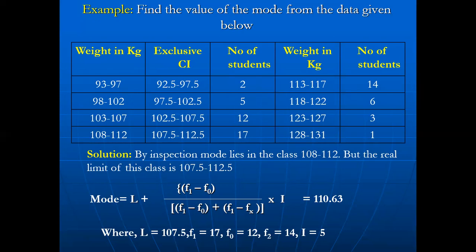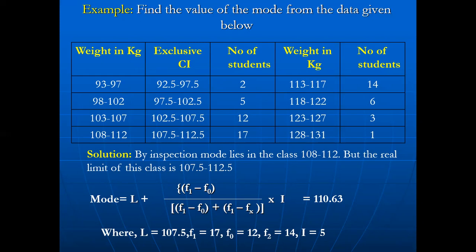So whenever there is a difference of 1, we have to add and subtract 0.5. So 0.5 should be subtracted from the lower limit of every class interval and 0.5 should be added to the upper limit of every class interval. So the first class interval will be 92.5 to 97.5, then 97.5 to 102.5, then 102.5 to 107.5. So like that it goes on.